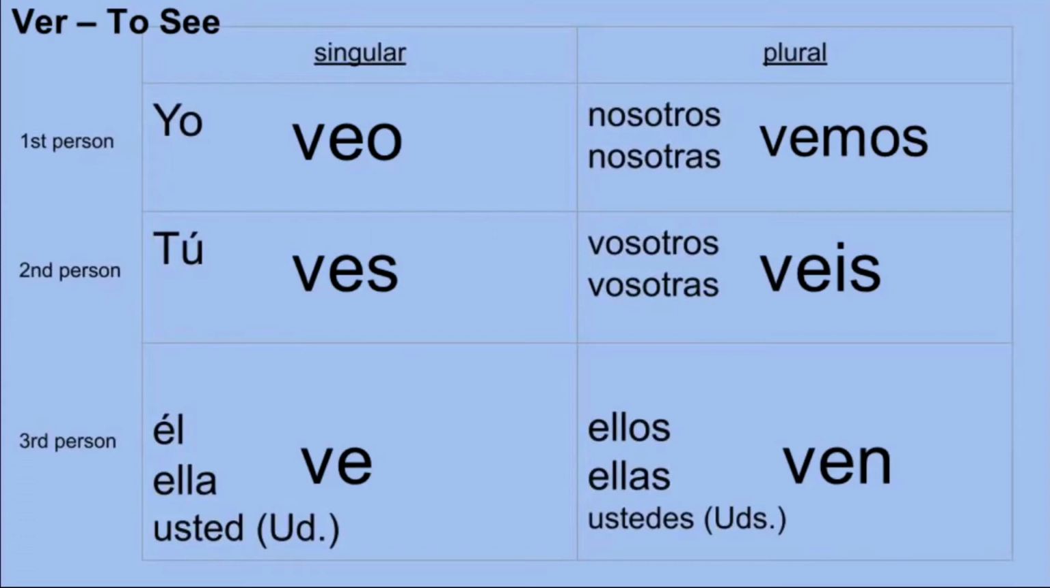Let's read through this one more time. Yo veo. Tú ves. Él ve. Ella ve. Usted ve. Nosotros vemos. Nosotras vemos. Vosotros veis. Vosotras veis. Ellos ven. Ellas ven. Ustedes ven.